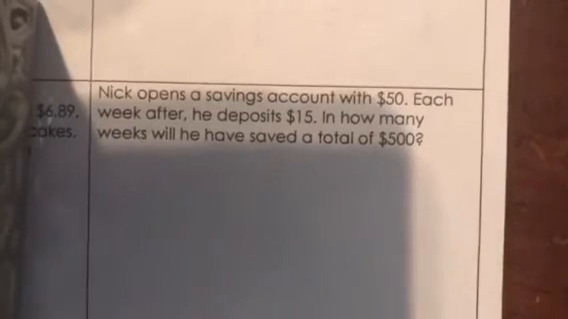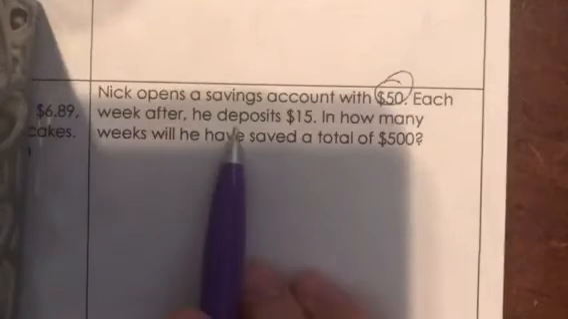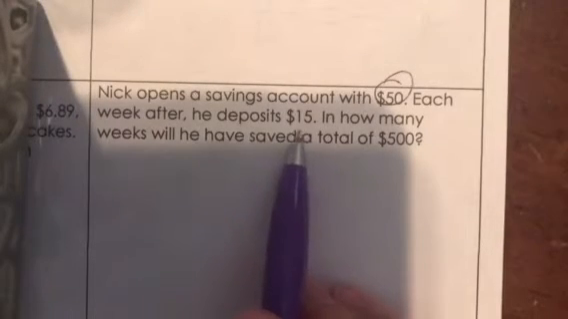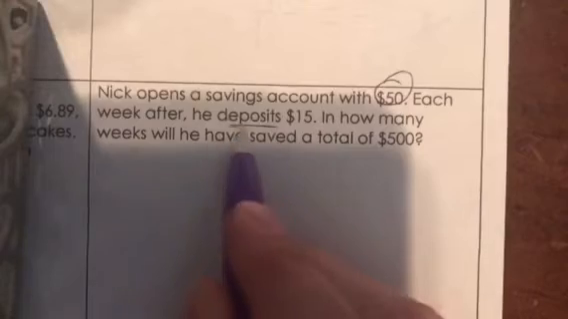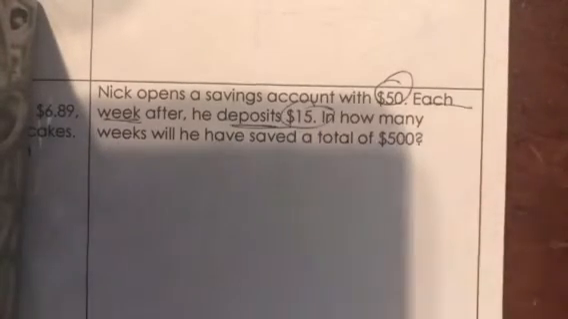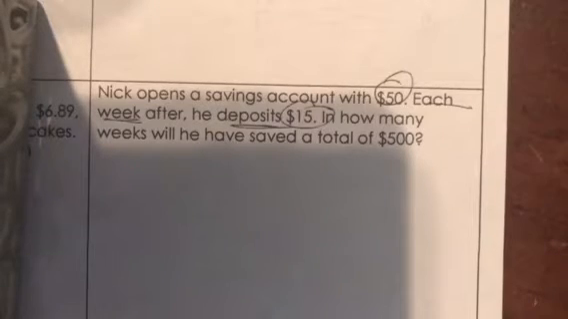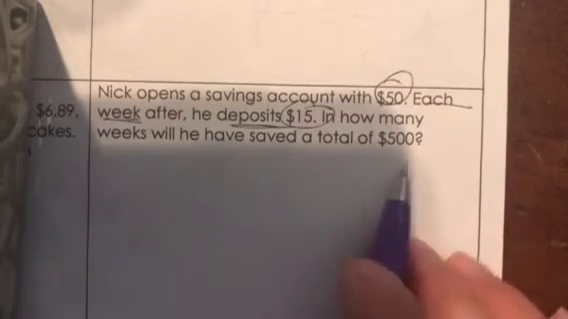Here we have Nick opens a savings account with $50. So that's what he starts with. That's kind of important. Each week after he deposits $15. That means for every week afterwards, he puts in an extra $15. In how many weeks will he have saved a total of $500?